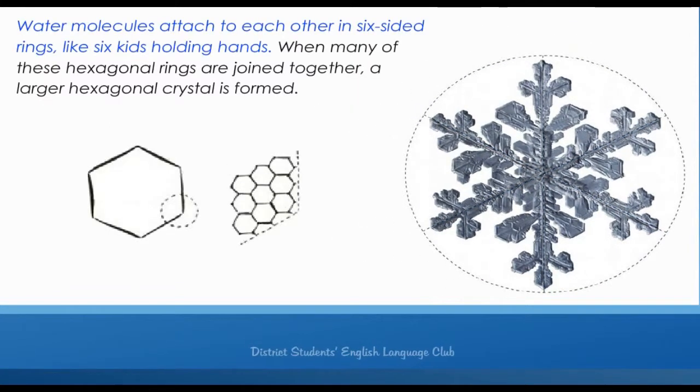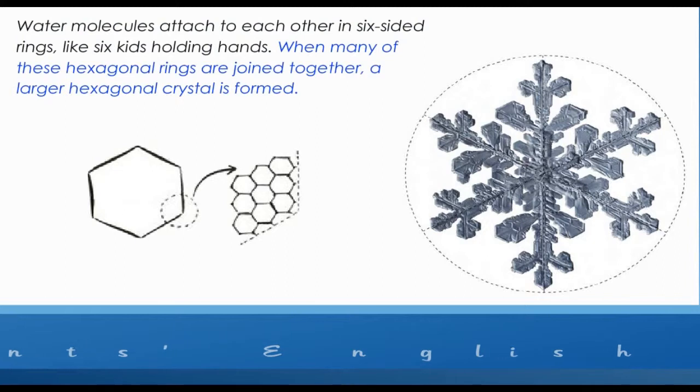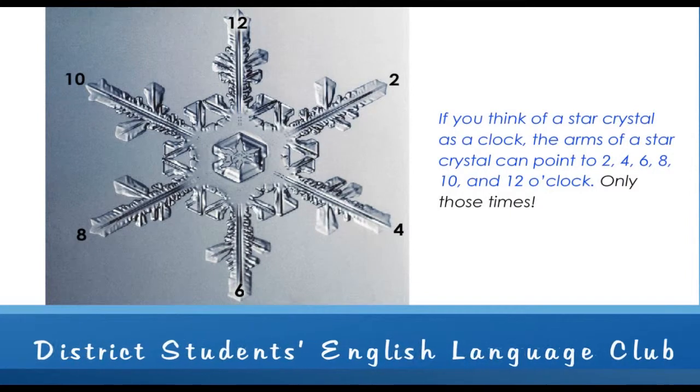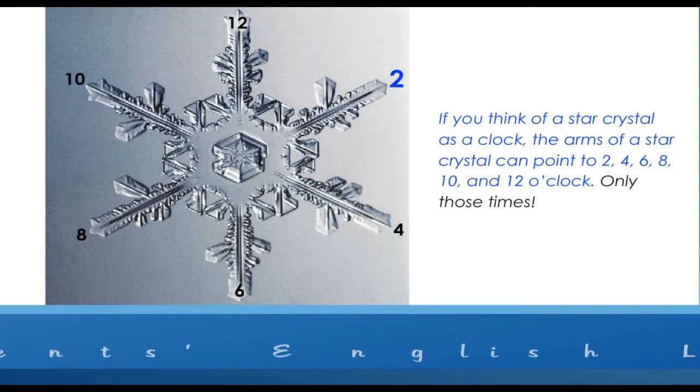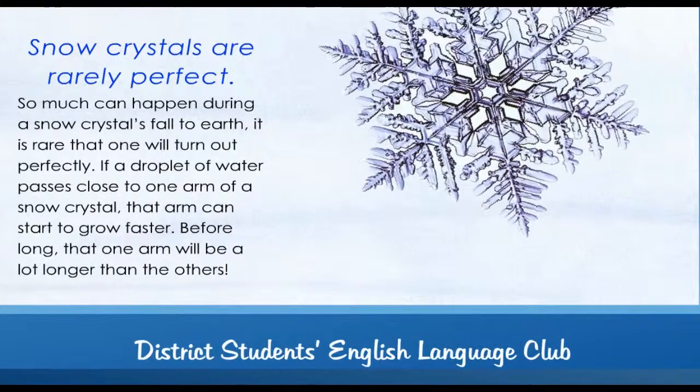Water molecules attach to each other in 6-sided rings, like 6 kids holding hands. When many of these hexagonal rings are joined together, a larger hexagonal crystal is formed. If you think of a star crystal as a clock, the arms of a star crystal can point to 2, 4, 6, 8, 10, and 12 o'clock. Only those times. Snow crystals are rarely perfect.